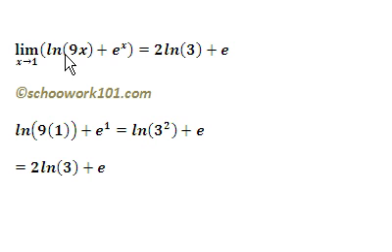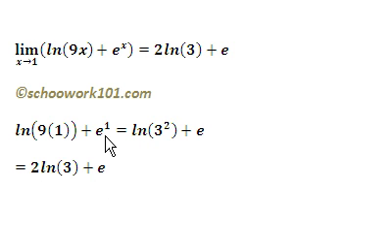Okay, we have the limit of the natural log of 9x plus e to the x, and as you can see it's all in parentheses, as x approaches 1. And so I do the direct substitution, plugging 1 directly in where there's an x. Now we have the natural log of 9 plus e to the 1. Now the natural log of 9 can be rewritten as the natural log of 3 squared. And this is the properties of logs, where you can take this 2 and bring it directly out in front of the natural log.